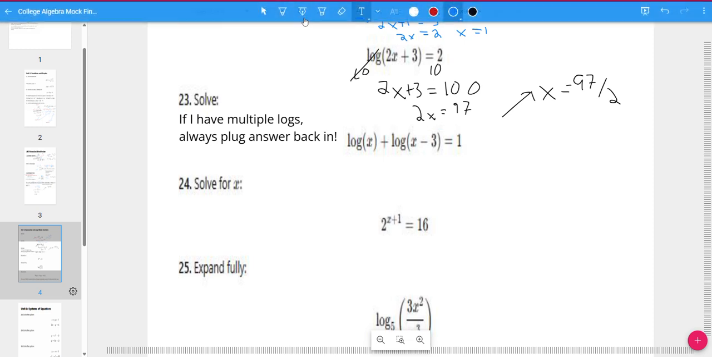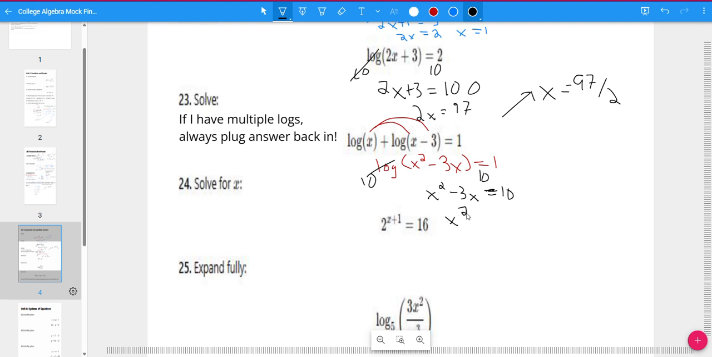Addition becomes multiplication. So I'm going to multiply this in here to combine it to a single log. So log of x squared minus 3x equals 1. And then, once again, this looks like number 22 now. So to get the log away, I do 10 as a base on both sides. So that's going to cancel out. I have x squared minus 3x equals 10 to the 1, which is 10.